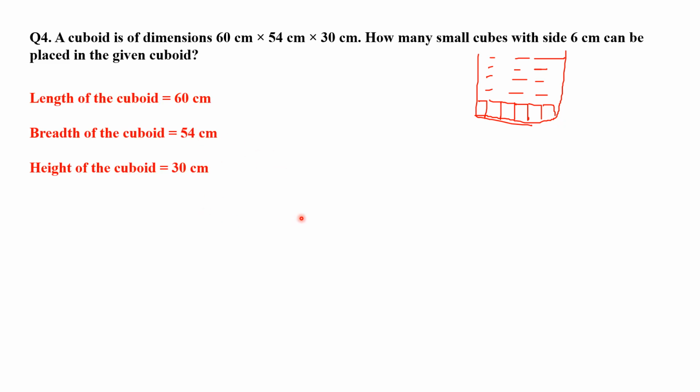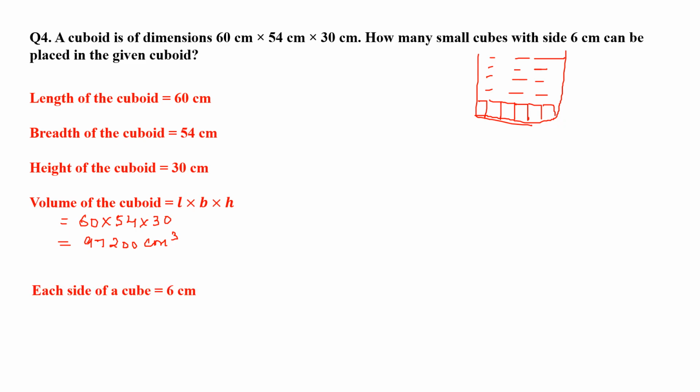So length, breadth and height of the cuboid are given. The volume of the cuboid formula is length into breadth into height. And if I put all the values, it is 60 into 54 into 30. And if I multiply it, I will get 97,200 centimeter cube. So this is the volume of the cuboid. Now each side of a cube is 6 centimeter. So the volume of a cube is side into side into side, which will give me 6 into 6 into 6, which is 216 centimeter cube, right?